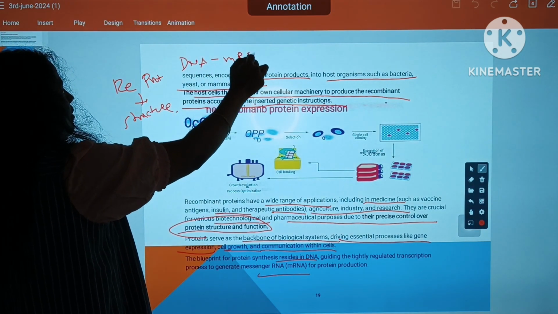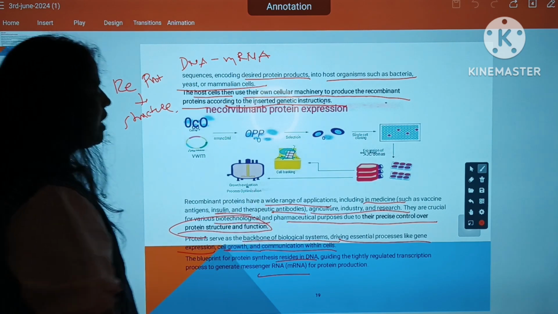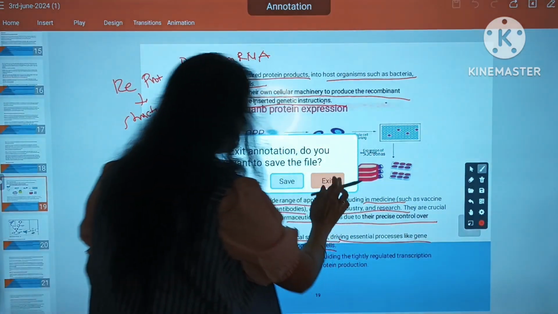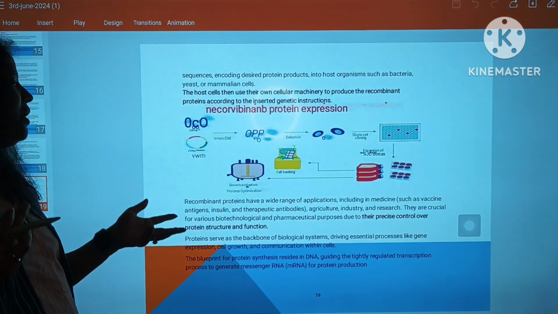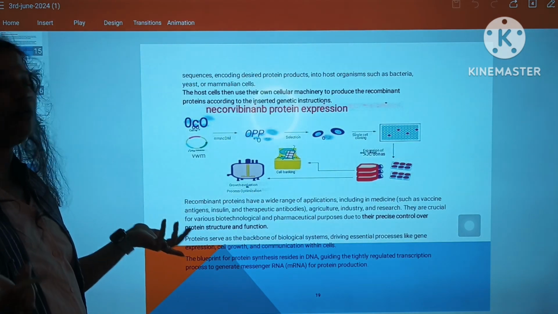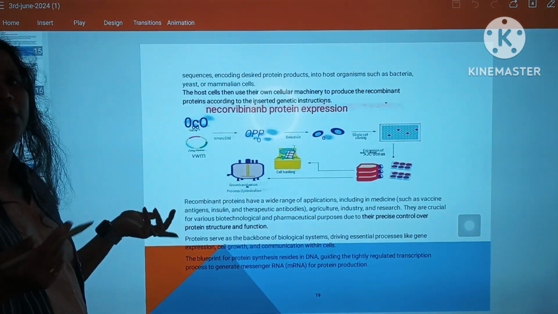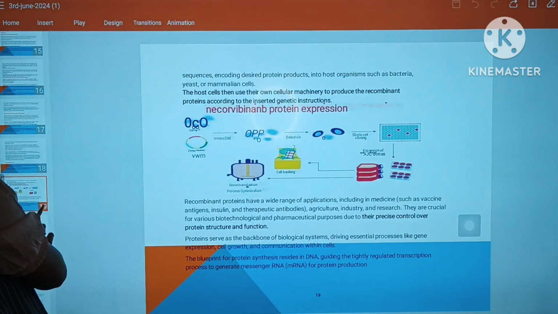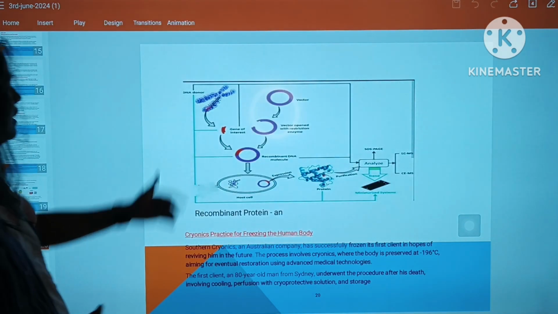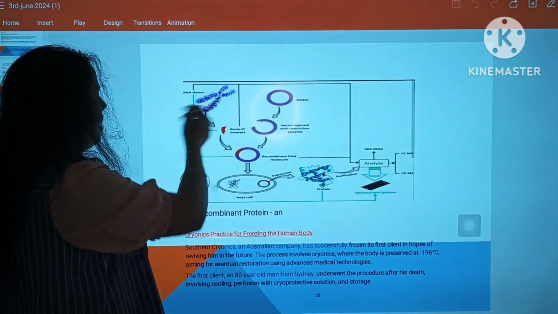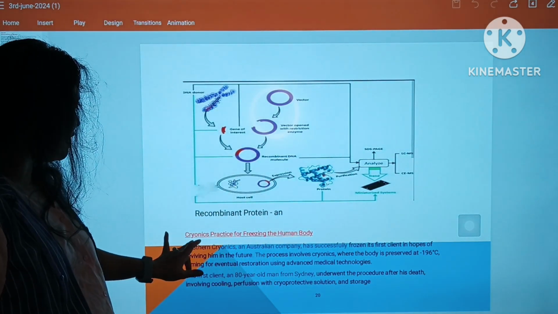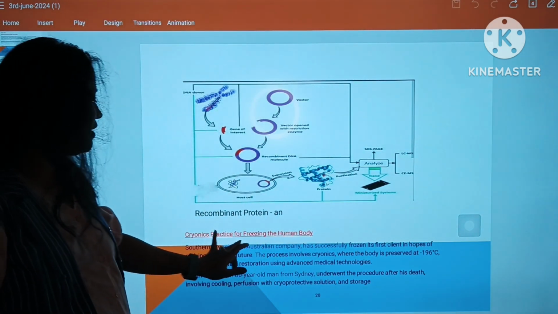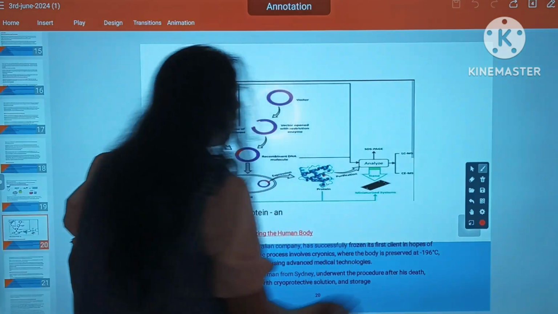Okay. You can go into this topic and research, or I will make a separate video. But for now, you just remember that one recombinant ready-made protein was developed to make vaccine development easy for the patients. That is enough for this. This is also one more recombinant DNA picture. Okay. And the next topic is cryonics, practice for freezing human body.